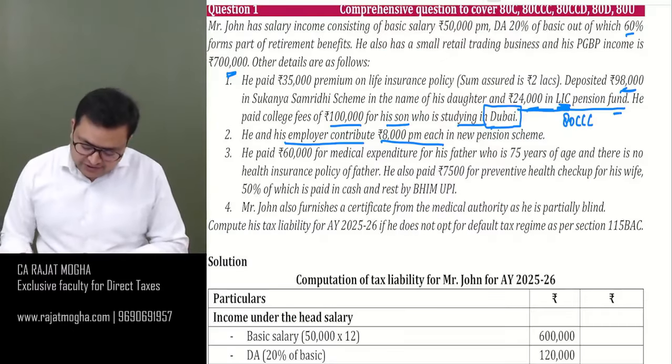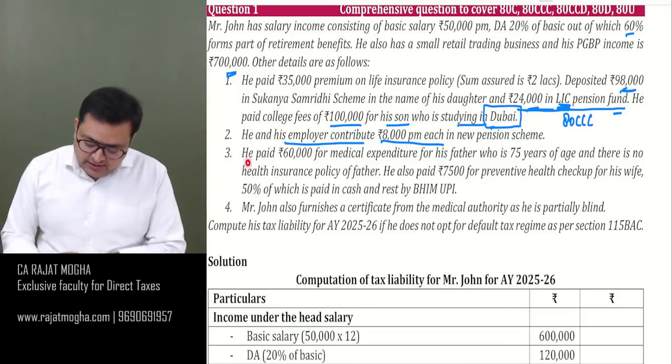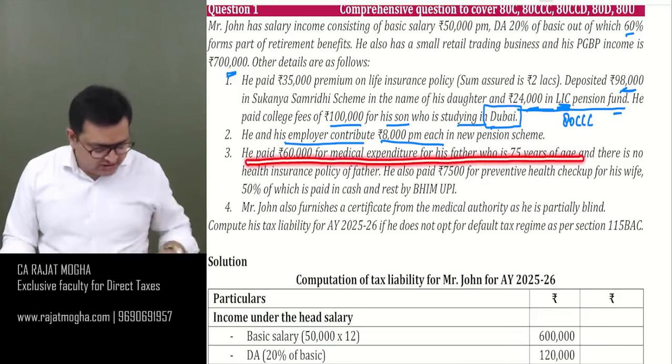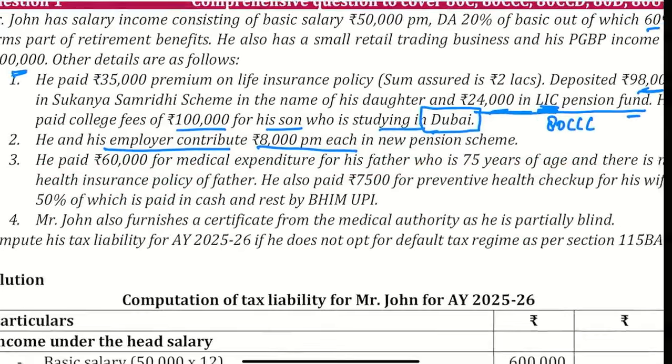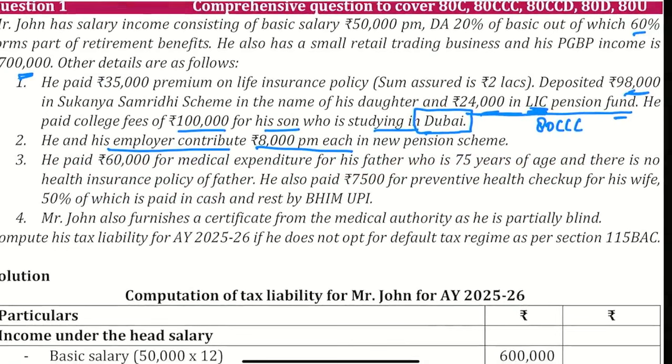Let us come back to the question. He paid 60,000 for medical expenditure for his father, who is 75 years of age, and there is no health insurance policy for father. Guys, please tell me whether 80D can be allowed for his father or not. The answer is, although he is not paying health insurance, his father is a resident senior citizen, and if nothing is given, he will take it as resident senior citizen.